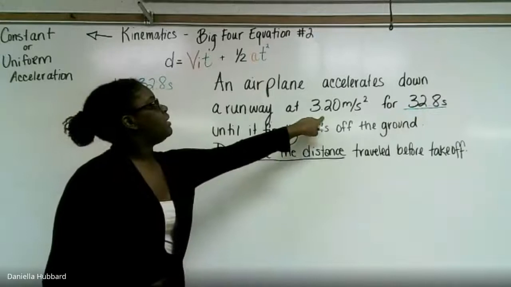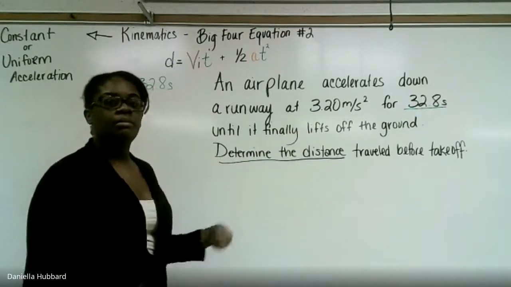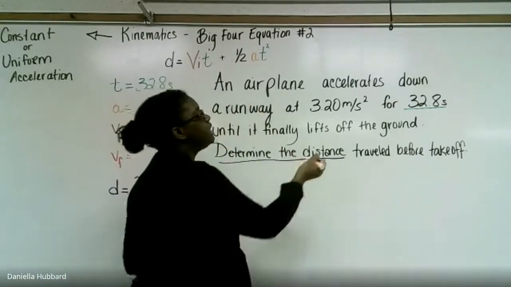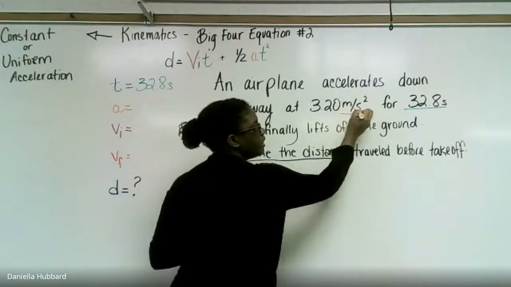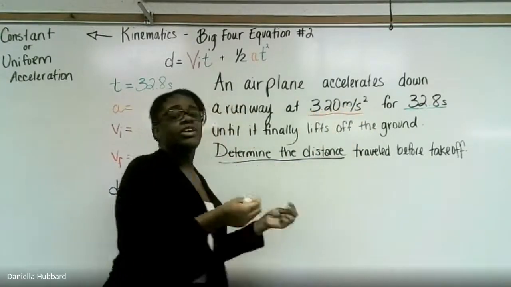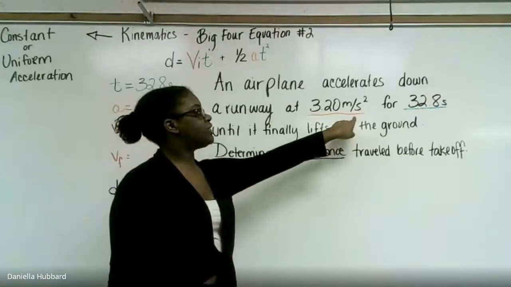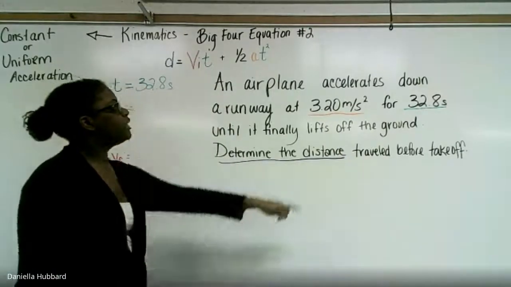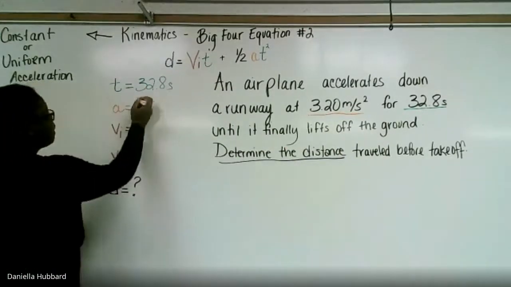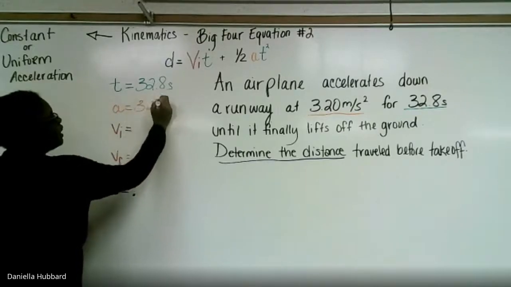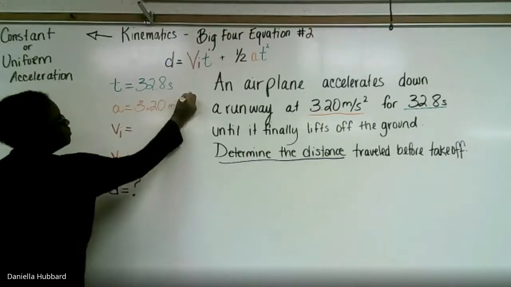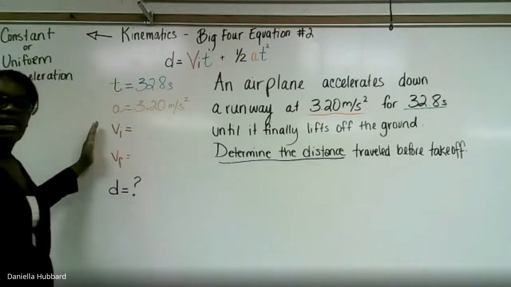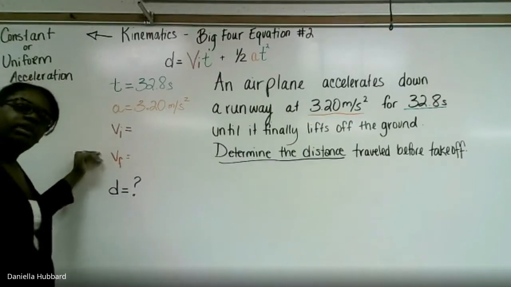Next piece of information that we have is 3.20 meters per second squared. Anytime you see meters per second squared, that is the standard units that we see for acceleration. Meters per seconds to the second power. I'm going to put 3.20 for our acceleration. Okay? So now if you look on the side, all we have left is VI and VF.